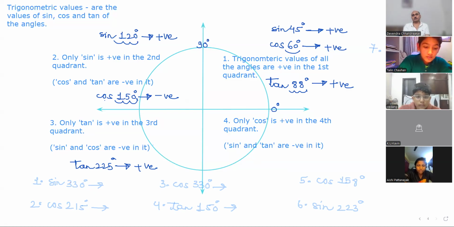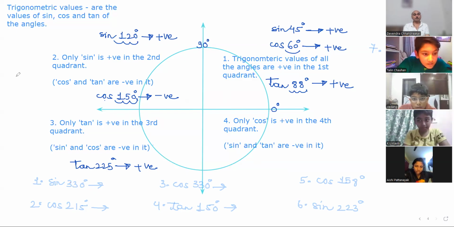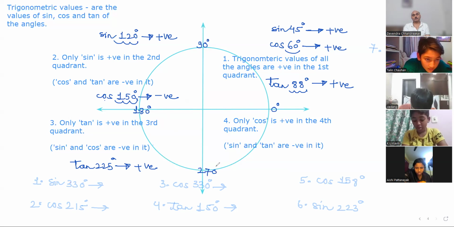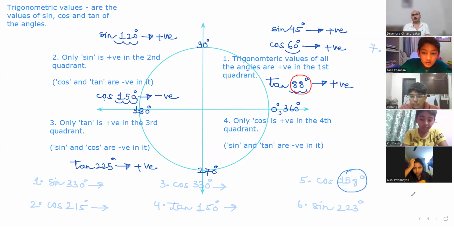Sir, how do we understand which quadrants these all fall in? You know the reference angles, right? Yes, sir. So you have to check whether the angle lies in between those or not. What is your name? Sir, I'm Oishi. One second, 88 degrees lies in which quadrant? First quadrant. How? Because it falls between 0 degrees and 90 degrees. So 158 degrees will lie in which quadrant?